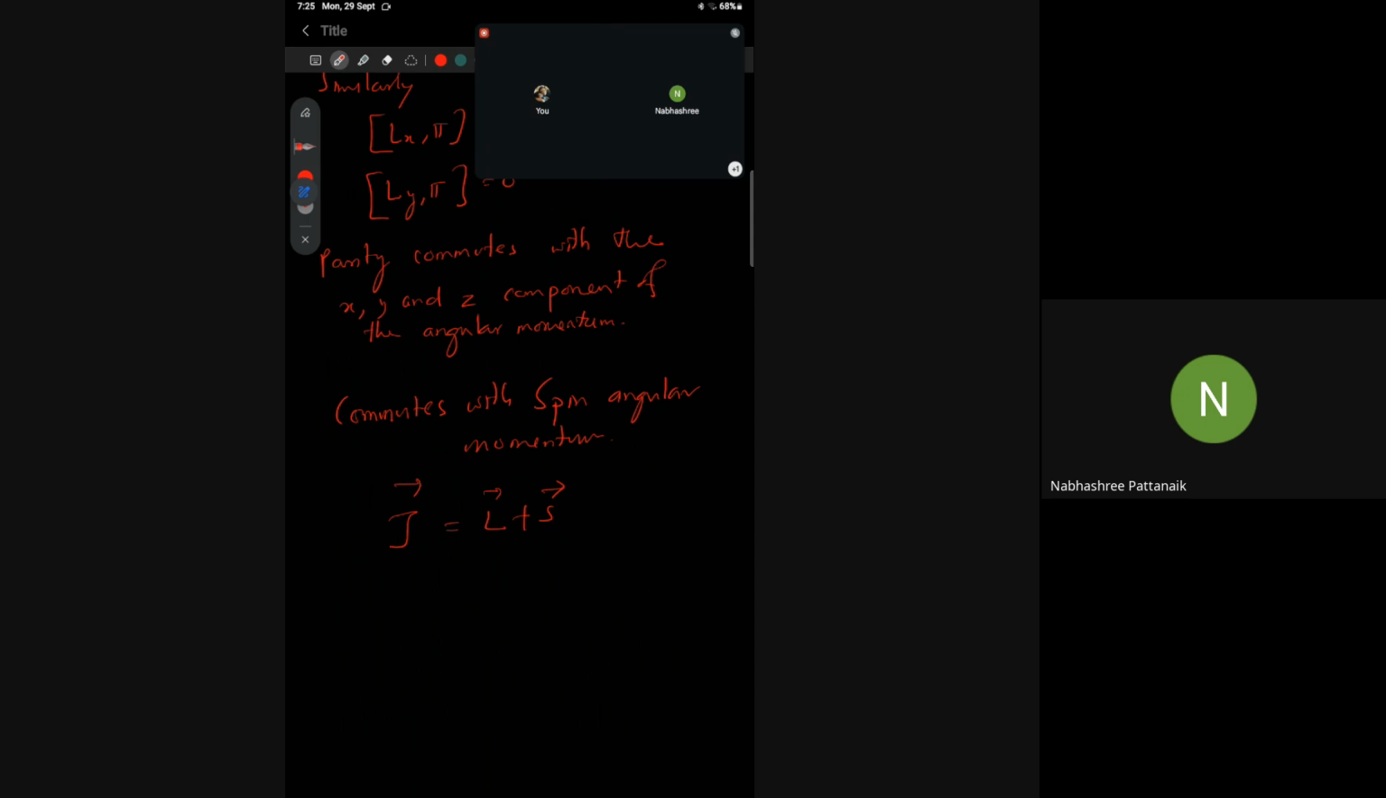Okay. So what is the meaning? Suppose I have two operators, [A, B] commutator is equal to 0. What does this mean? What is the physical meaning of the commutator bracket [A, B] being equal to 0?